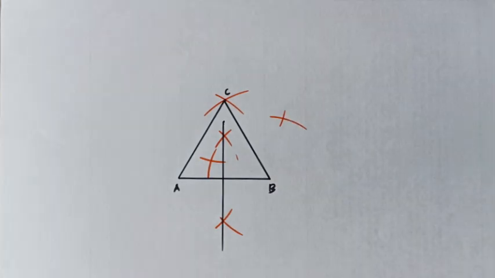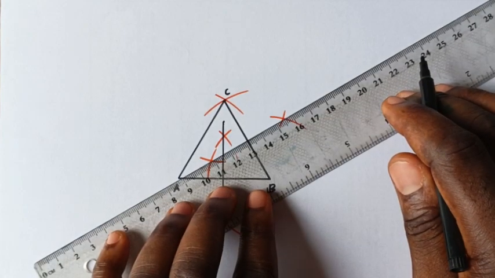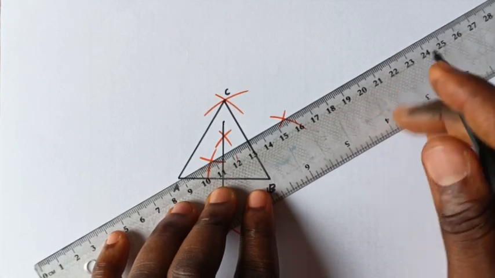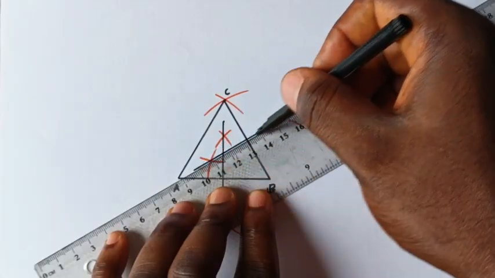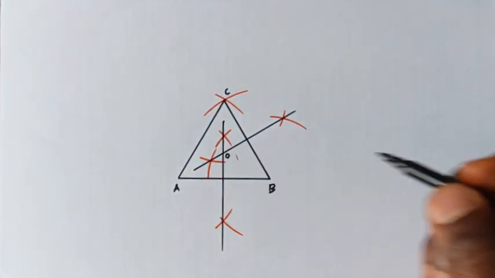So now once you bisect line BC, you draw a straight line to identify the center of this equilateral triangle. So this point is our O, which is the center.